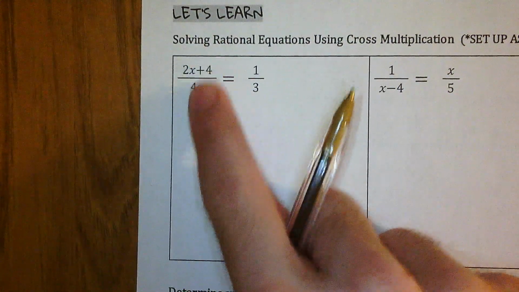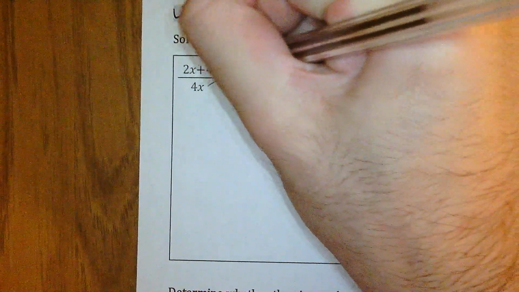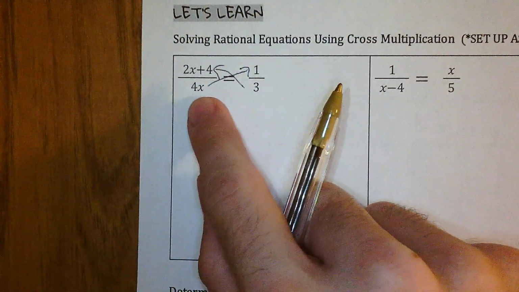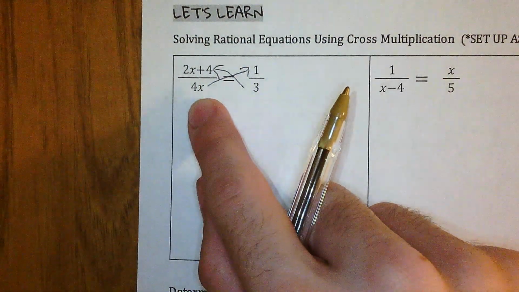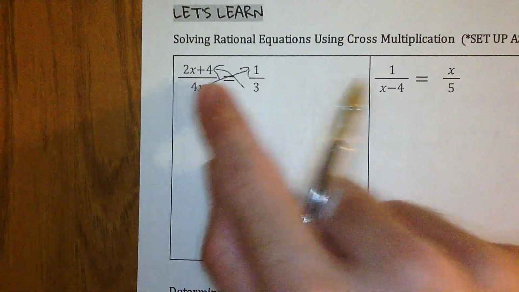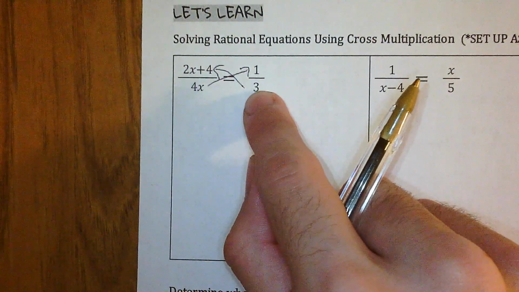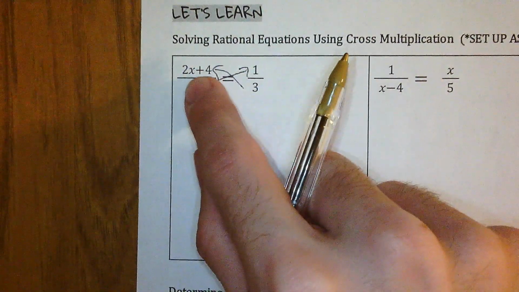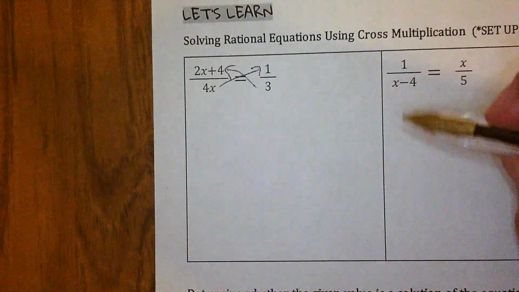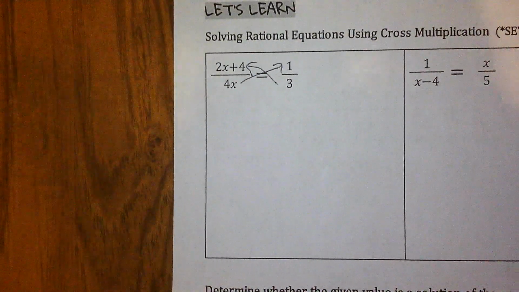So when we have a fraction equals a fraction, we're going to cross multiply, right? Now what's going on here is I'm going to multiply both sides by 4x. That will clear the 4x from here, and we'll put a 4x over there. And then I'm going to multiply both sides by 3. That will clear the 3 here, but it's going to multiply this side by 3. So that's what's really going on when we cross multiply.